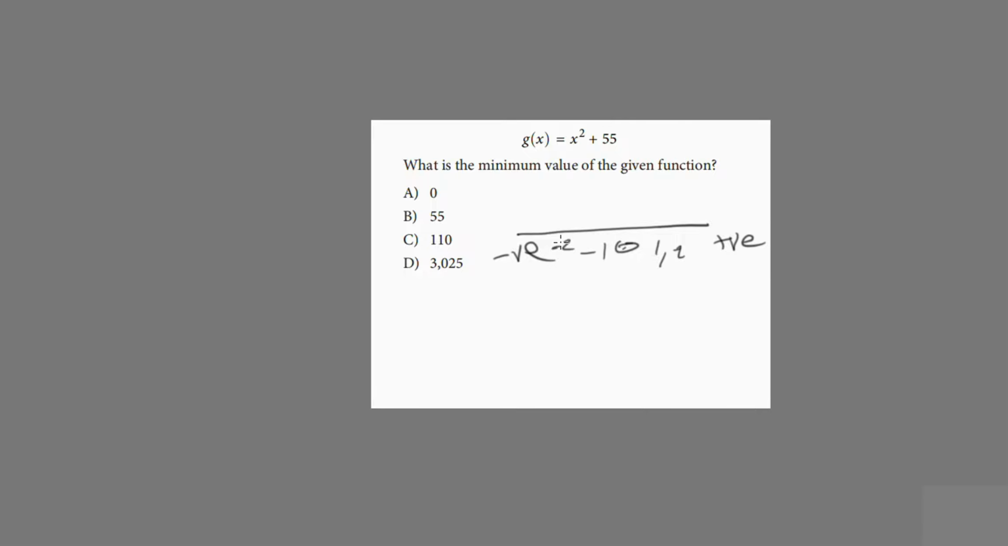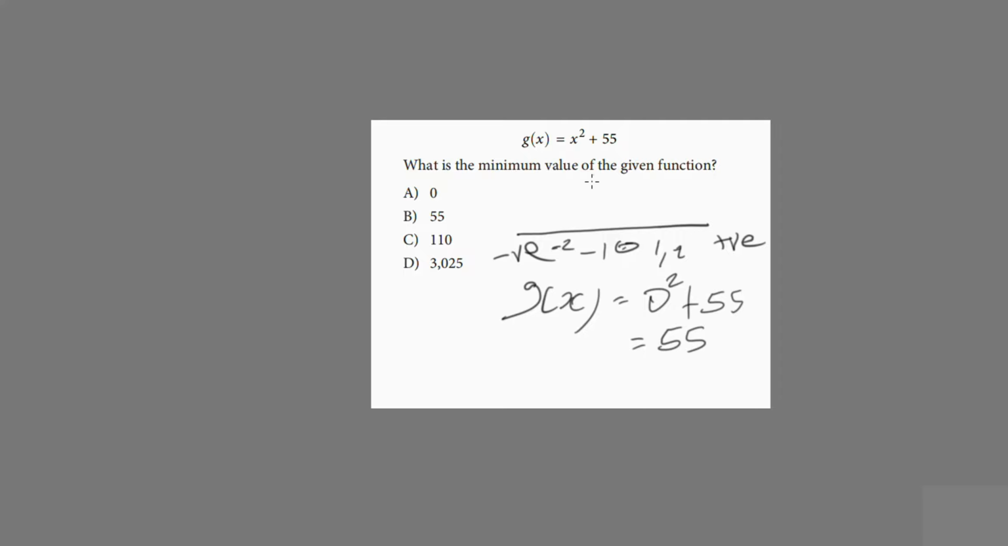Alright, so when you plug in 0 for the value of x, g of x, as we all know, you can replace g of x with y. They both can serve. Right, so we have g of x equals 0 squared plus 55. So 0 squared is still 0, so 0 plus 55 you have what? 55.